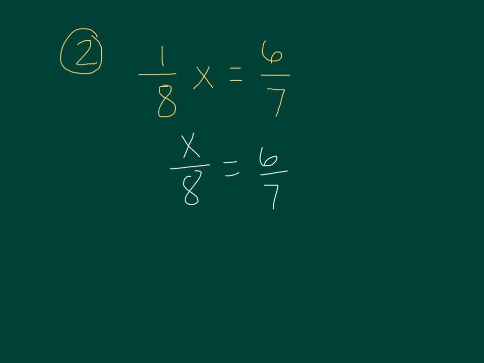So you can cross multiply. So 8 times 6 is 48, and 7 times x is 7x. Now to get x by itself, you can divide both sides by 7. And you got to think, can 7 go into 48?